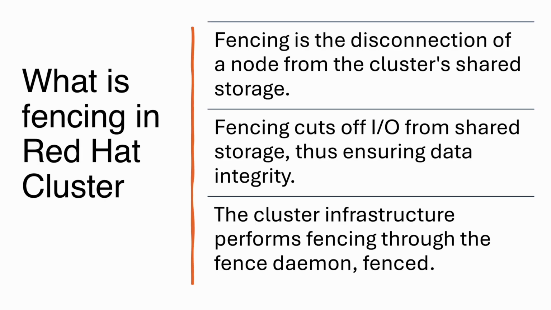Next is what is fencing in a Red Hat cluster. Fencing is the disconnection of a node from the cluster's shared storage. Fencing cuts off input-output from shared storage, thus ensuring data integrity. The cluster infrastructure performs fencing through the fence daemon. The daemon name is fenced.